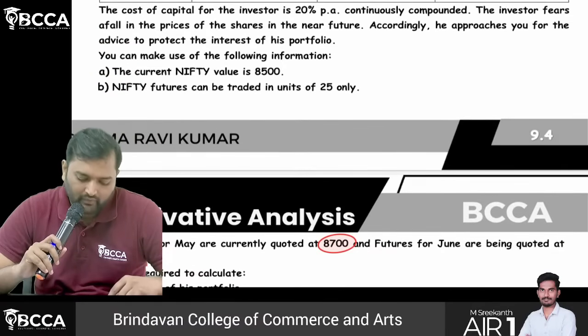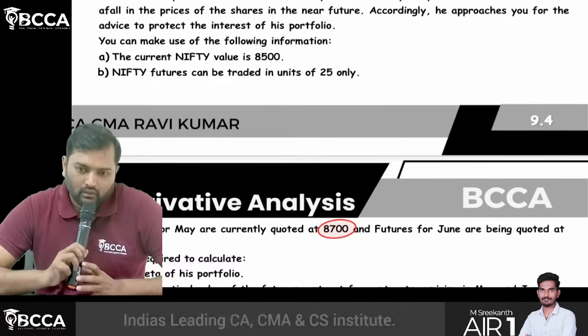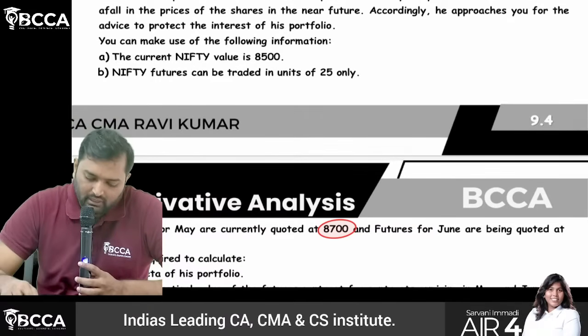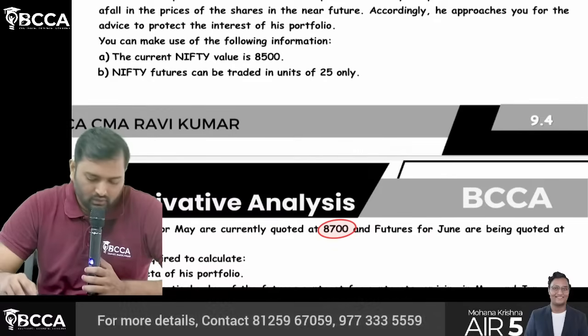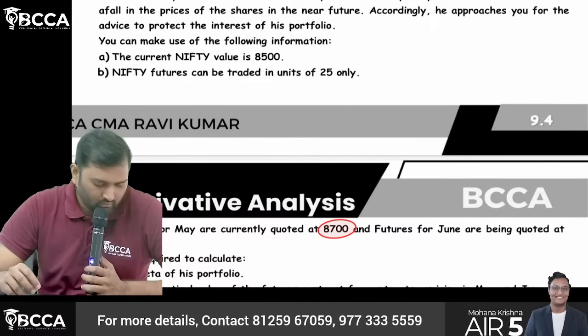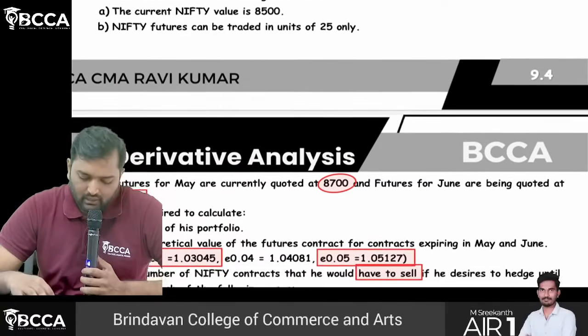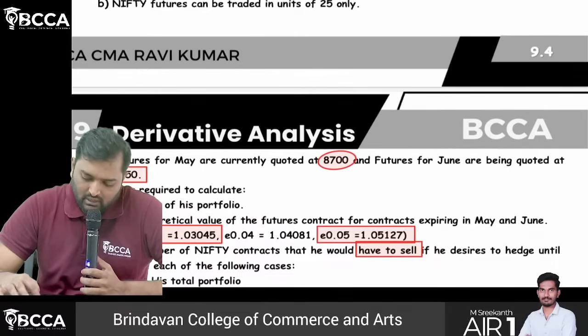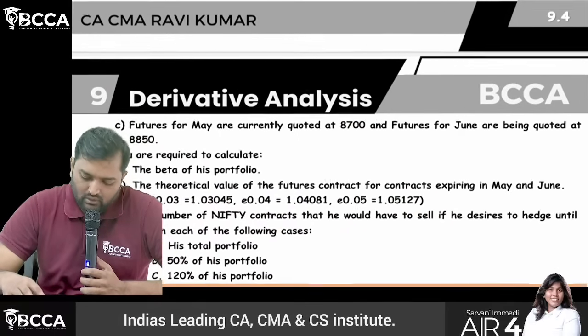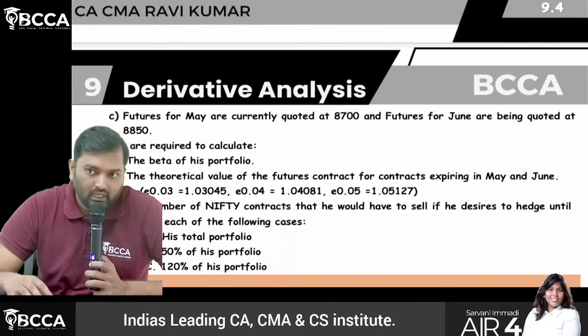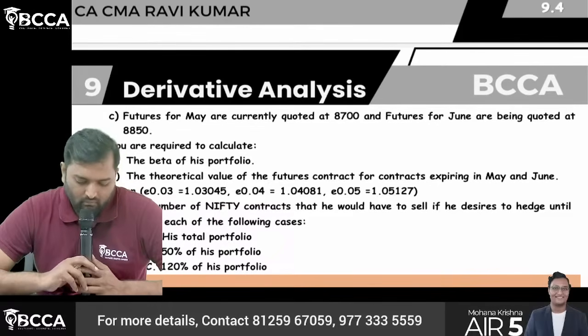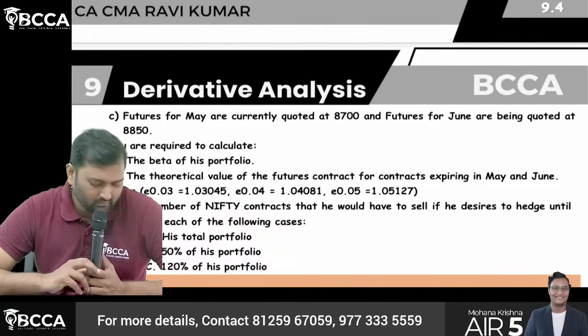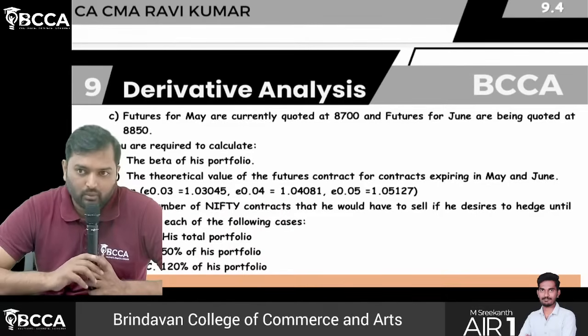The current value of Nifty is 8,500. Nifty futures can be traded in units of 25 only. Futures for May are currently quoted at 8,700 and futures for June are being quoted at 8,850. You are required to calculate the beta of his portfolio.